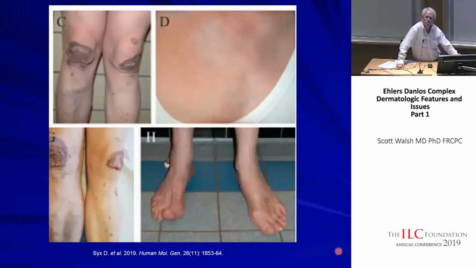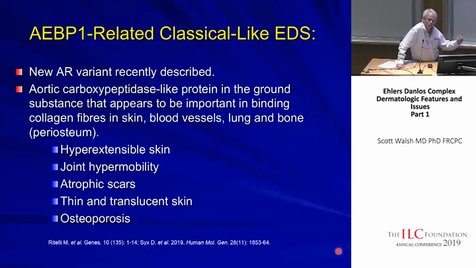And this is also due to one of those glycosaminoglycan proteins. So it's called an aortic carboxypeptidase-like protein. And so this is one of the ones in that ground substance that's important in binding the collagen. And it binds to blood vessels, it's found in the lung and in the bone. And so they have features of vascular type, classic type, and something new, osteoporosis, thinning of the bones.